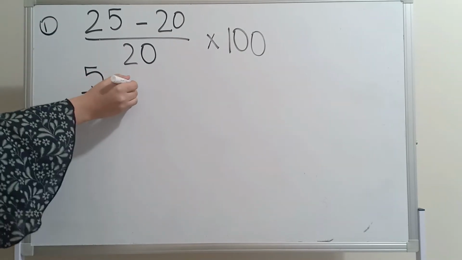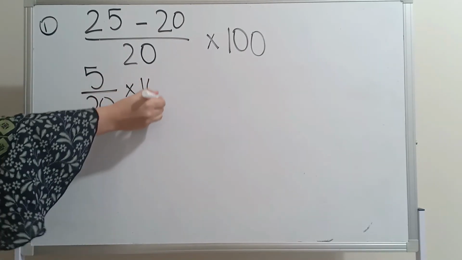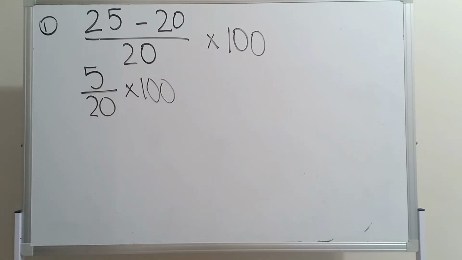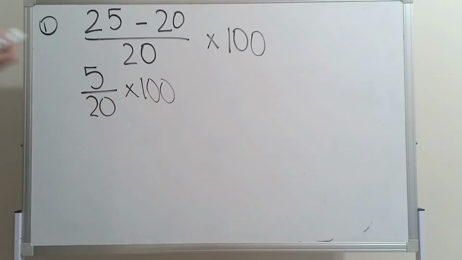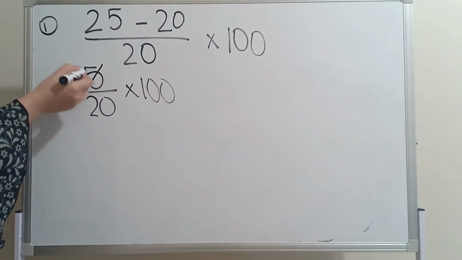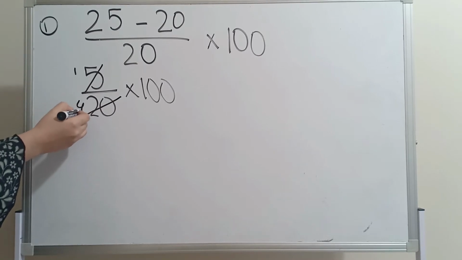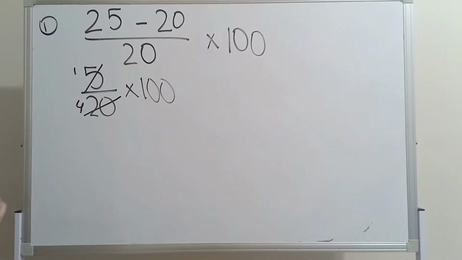And don't forget to put the multiplication sign with the 100, because in the end we're going to multiply the quotient that we get by 100. So now we're going to simplify this first. We can do that, or we can just multiply this. But let's just simplify. 5 times 1 is 5. 5 times 4 is 20. So now we have an easier one.